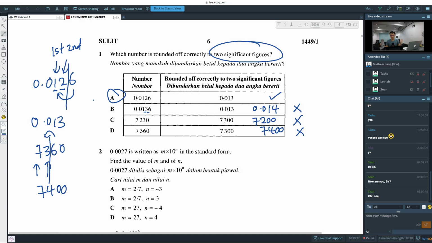Anything you want to ask before I proceed to the next question? Why can't I see the question? Sorry for the interruption. I'm not sure why you can't see. Can other students actually see the question?